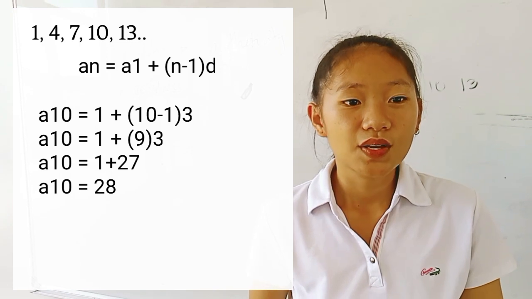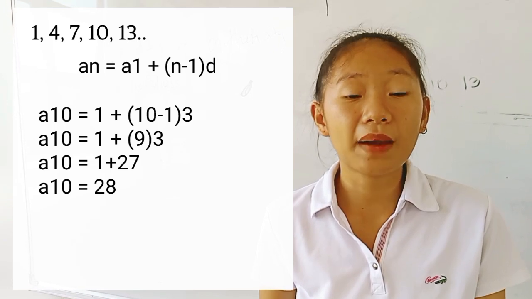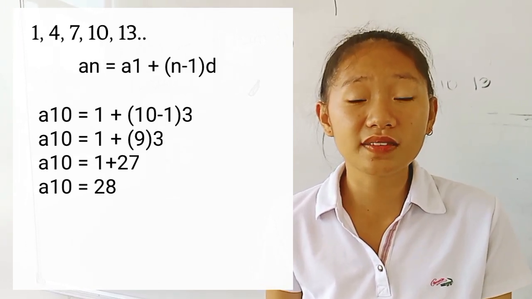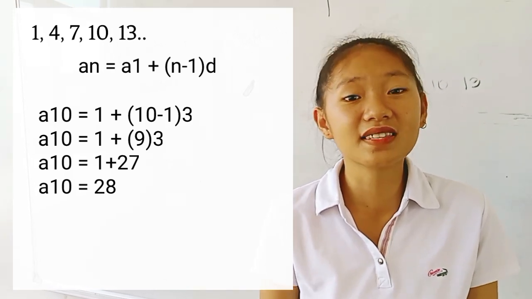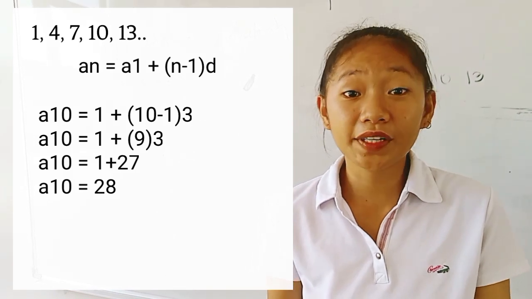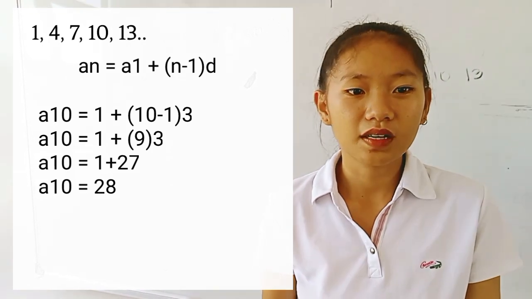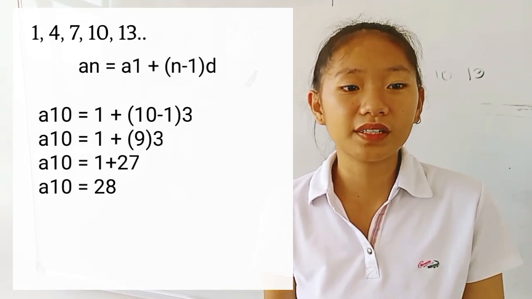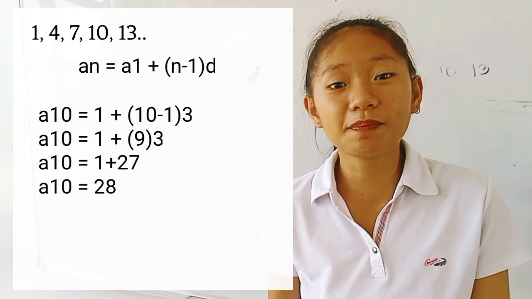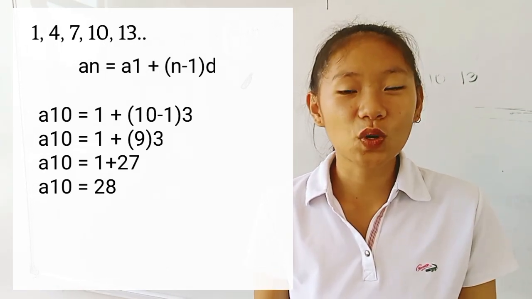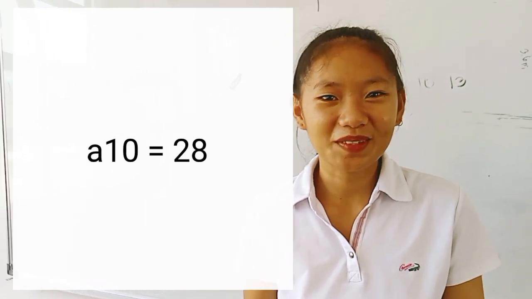So next is a sub 10 equals, bring down the 1 plus 10 minus 1, which equals 9. Then bring down the 3, which is the common difference. Next, a sub 10 equals, bring down the 1, then 9 times 3, which is 27. So next, a sub 10 is equal to 27 plus 1, which is 28. So now a sub 10 is 28.